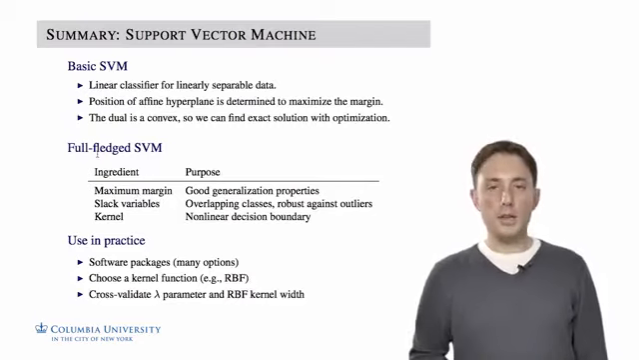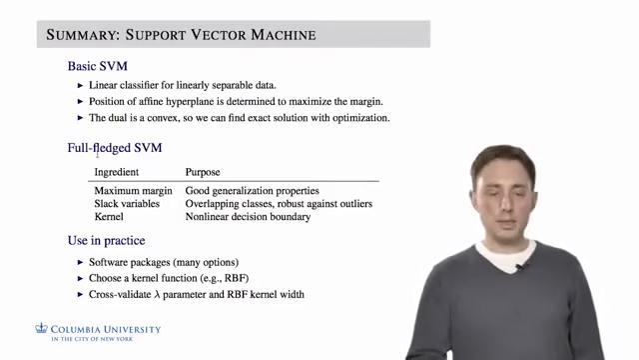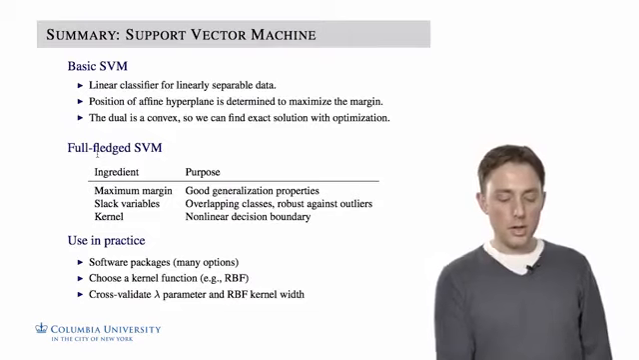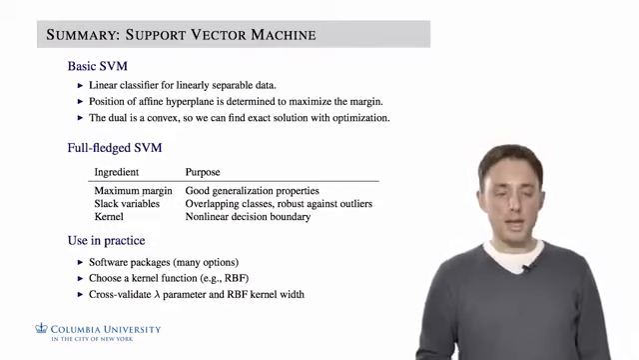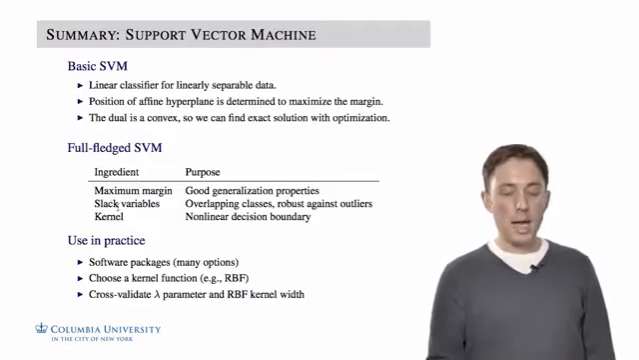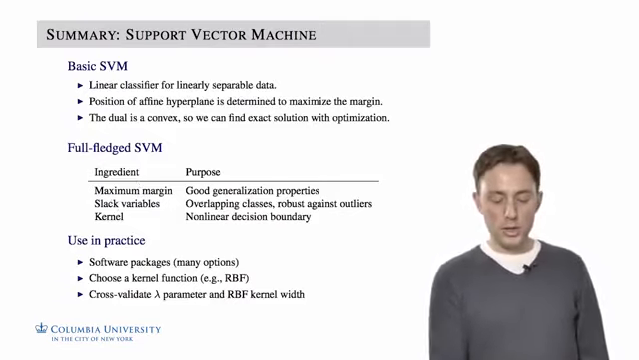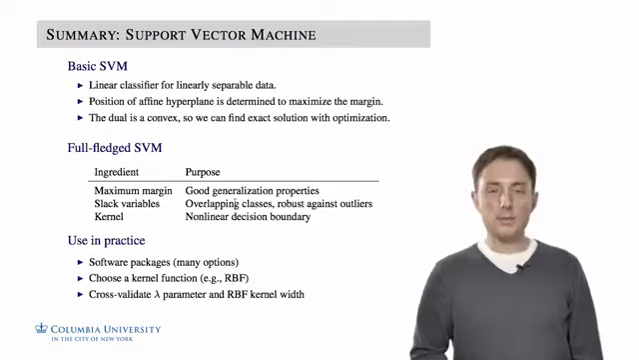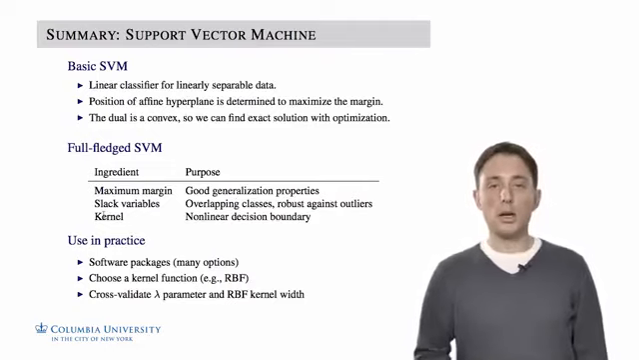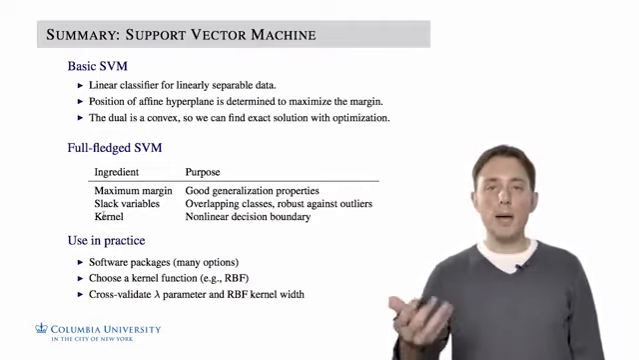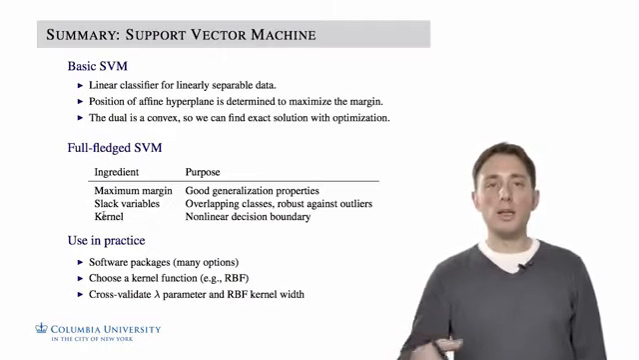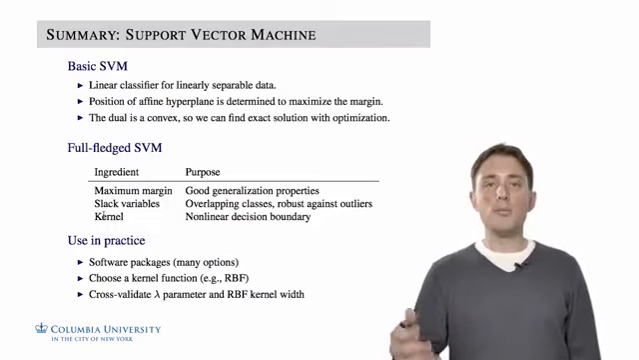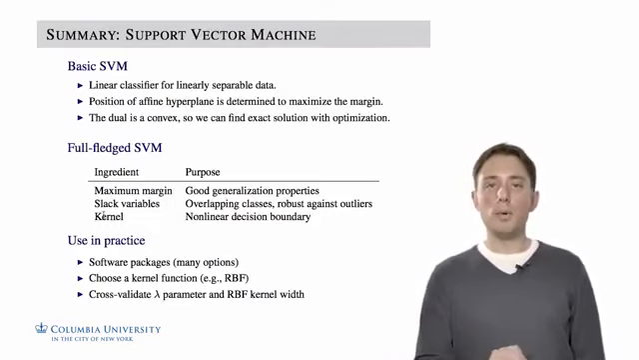The full-fledged SVM, which we discussed in the second last part of this lecture, includes maximum margin. So it's still a maximum margin approach, but it includes slack variables, which allows for overlapping classes. It also includes kernels, so we implicitly map the data to a higher dimension and then perform the maximum margin classifier in that higher dimension. But when we solve the dual, we see that we only need the kernels. We don't need the mapping at all.